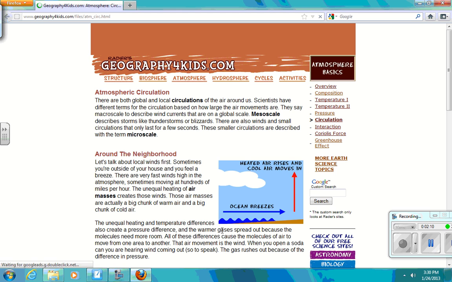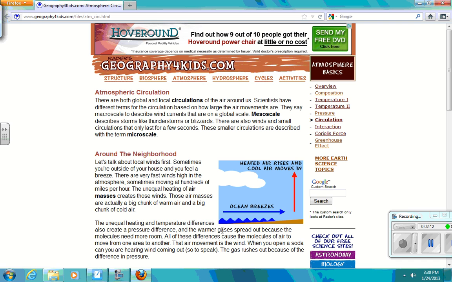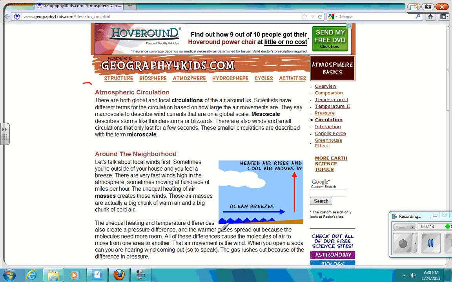We'll go back to Geography for Kids, and this time we're going to talk about atmospheric circulation. There are both global and local circulations of air around us. Global and local, two important words to know the meaning of. Global meaning around the world, worldwide, around Earth. Local meaning more regional, like a certain city, a certain state, maybe a certain side of a country.